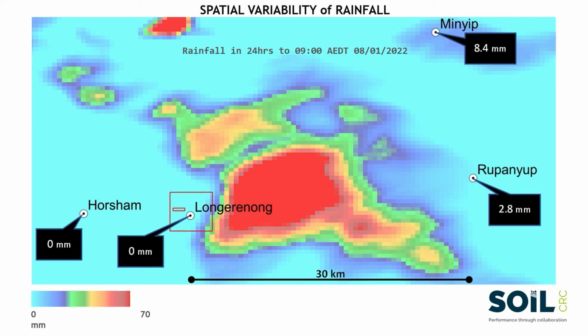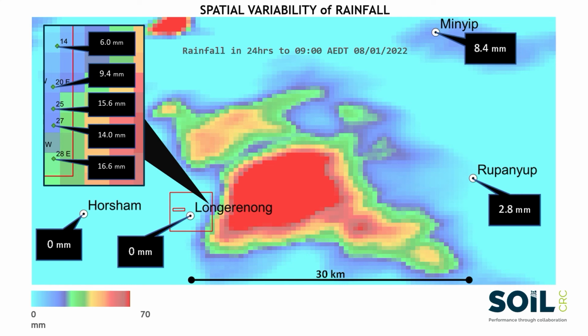Australia's climate is highly variable and small distances can result in large differences in the climate between a weather station and the field of interest. The rain gauge network of the Longrenong College data farm intercepted the edge of this thunderstorm with variable amounts of rainfall recorded by the adjacent rain gauges.